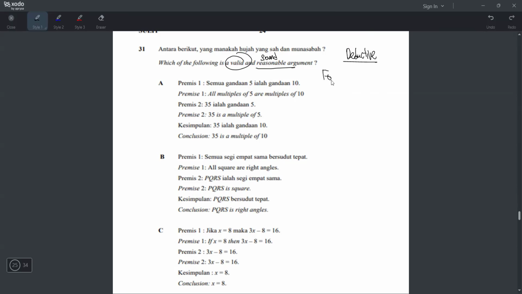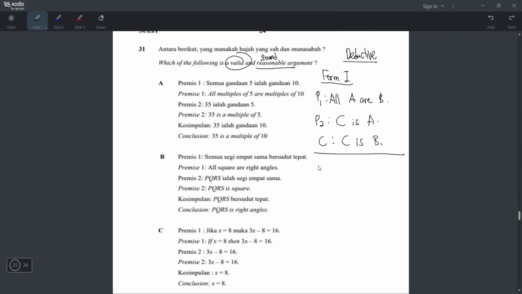So form number 1. Okay. So the form number 1 looks like this. Premise 1, all A are B. And then C is A. Premise 2, C is A. Conclusion, C is B. Okay, this is form number 1.